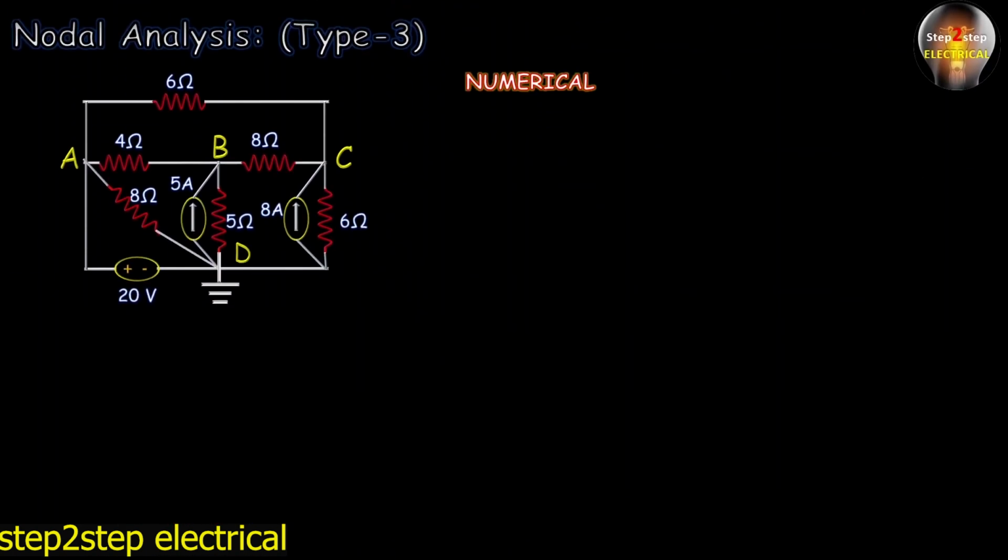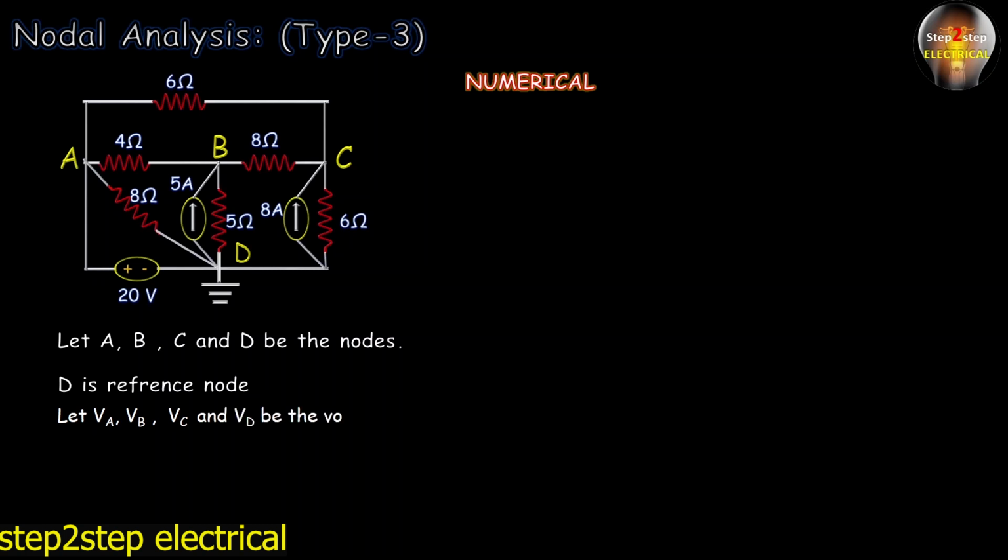So this is a numerical problem. In this numerical problem we can relate with our model, that is type 3, that there are two current sources and there is a voltage source, and this voltage source of 20 volt is not transformable into a current source. Okay, so to solve it, first of all we will assume the nodes A, B, C and D where D is the reference node as we have done in the earlier parts, and let VA, VB, VC and VD be the voltages of the nodes A, B, C and D respectively, where VD is equal to 0 volt and VA equals 20 volt.